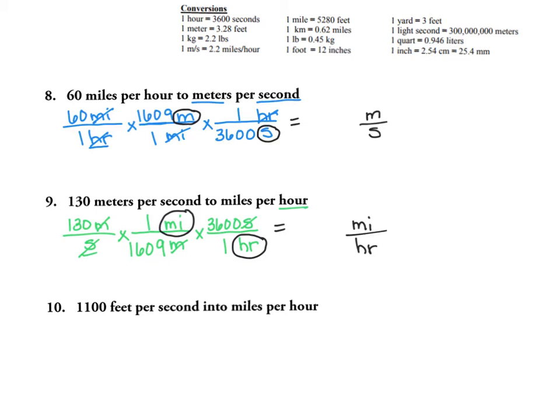So if you take a look at number 10, that one is asking you to convert feet per second to miles per hour. So feet to miles, I believe there's a conversion up in the box above where it says conversions. So there it is. You should be able to use that to get from miles to feet. So I'm going to let you do that one on your own.